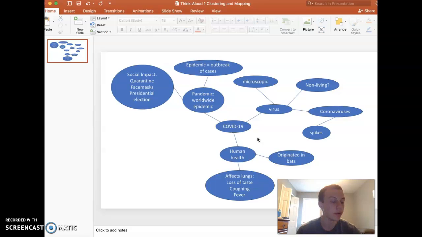So that's what we're going to be moving into, and you can use clustering and mapping to create important connections between sort of key concepts and key words that you see when looking at the title, the subheading, and this cover picture. And then we'll be able to move into reading the article. All right, so that's what we're going to be doing in this lesson.